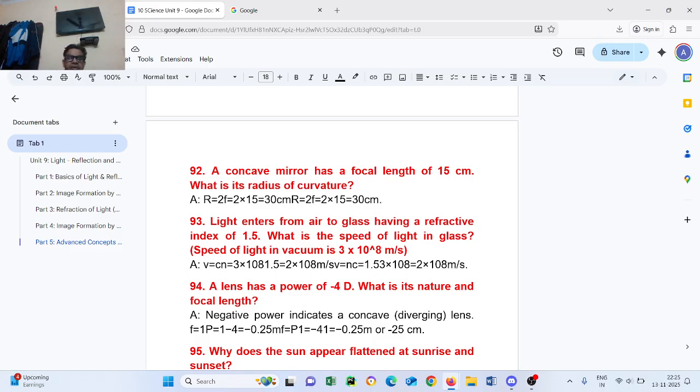A lens has a power of minus 4D. What is the nature and focal length? Negative power indicates a concave diverging lens.